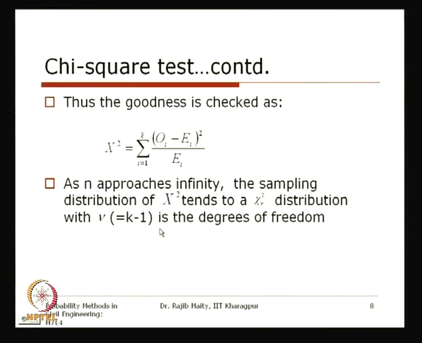One thing I should mention here is that sometimes, when we are calculating this EI, it may be required to estimate some parameters of that hypothesized distribution from the data itself, if the parameters are not known. In that case, as many parameters as you are required to estimate from this data, that many degrees of freedom will be lost. If you are not estimating any parameter from the available data, the degrees of freedom is k minus 1, but if you estimate one parameter, then the degrees of freedom will be k minus 2. If you are estimating two parameters, then it will be k minus 3. So as many parameters as you estimate from the data, that many more degrees of freedom will be lost.